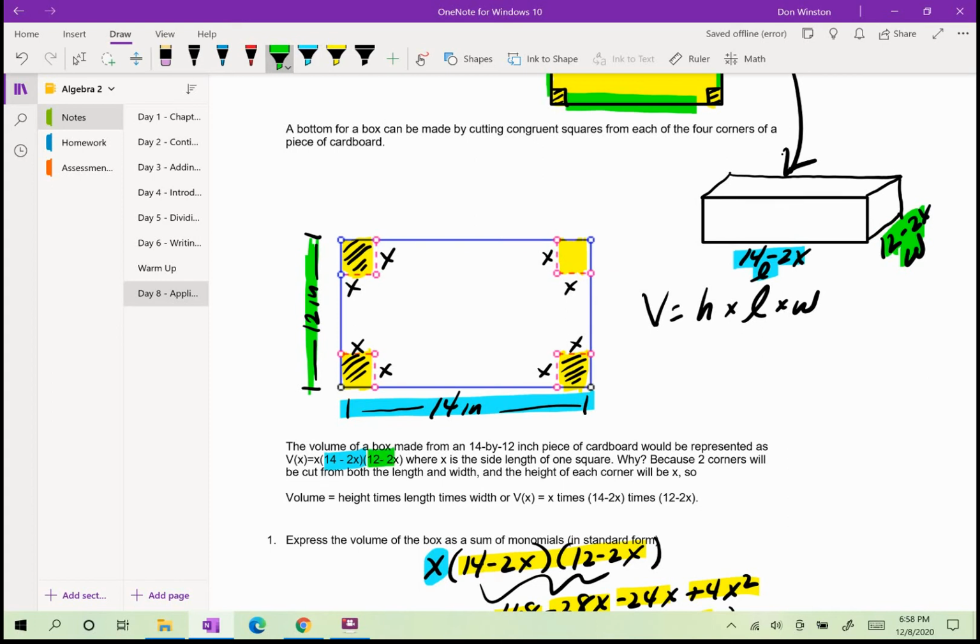Now the height of that box then would just be x. It will be the height of the corners that we cut out. So that would be x. Okay, so that's my height. So height equals x. Okay. So that's my height there.